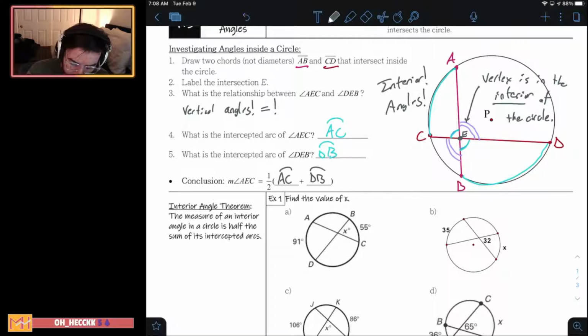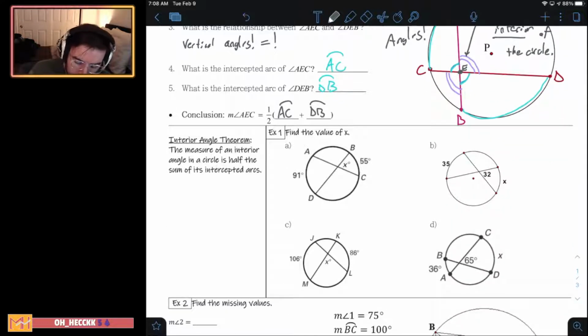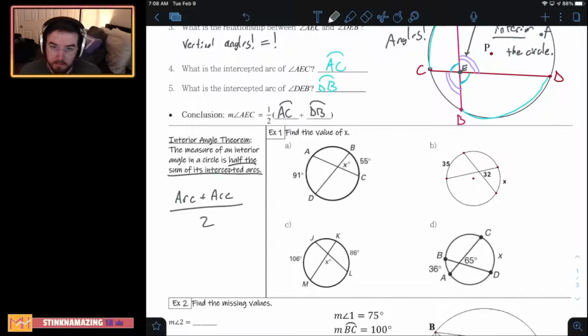So the measure of an interior angle in a circle is half the sum of its intercepted arcs. You add the arcs, arc plus arc, divided by 2. That's kind of a nice, simple way to put it.